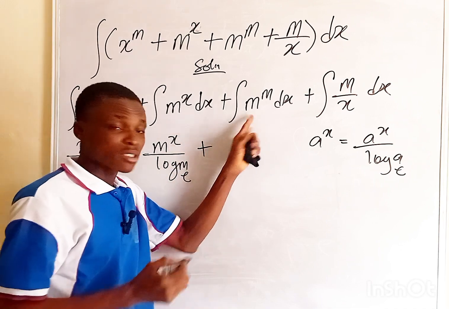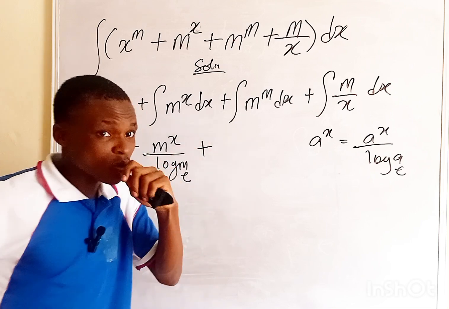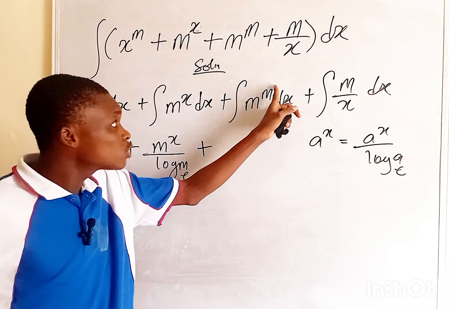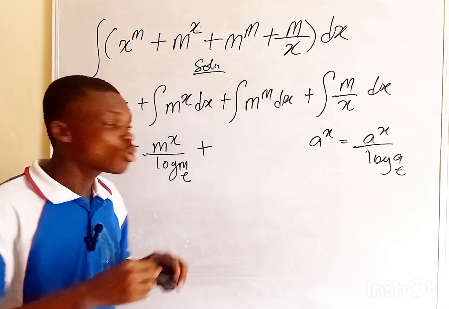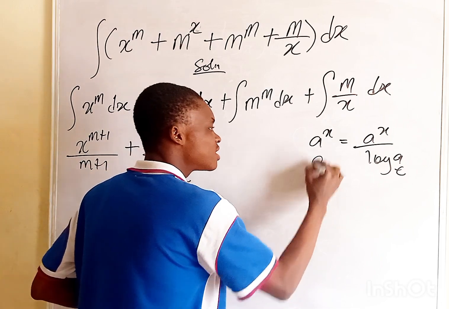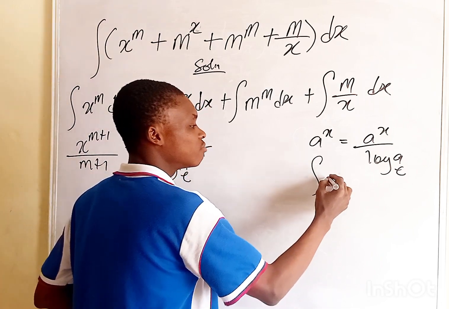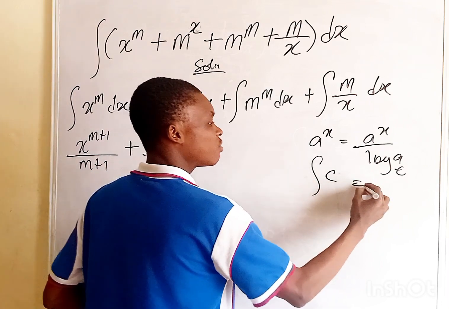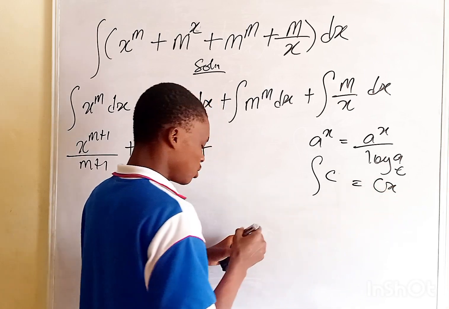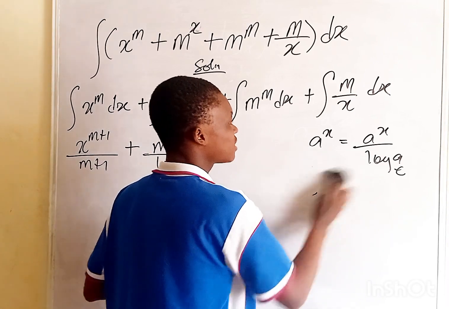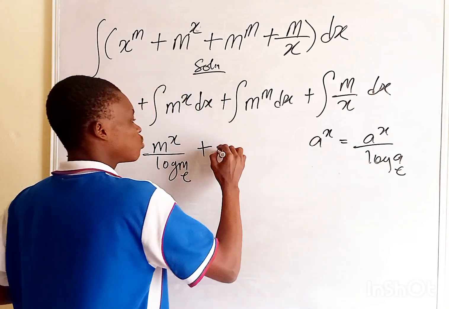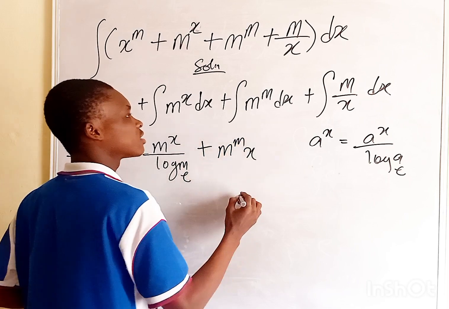Plus, let's integrate this. Now m here is a constant. This m here is a constant, and since this m here is a constant, this one also is a constant. So remember that if we integrate a constant c, this is giving us what? Cx, right? So the same thing also implies if we integrate this constant here, we'll have that this is m to power m multiplied by x.